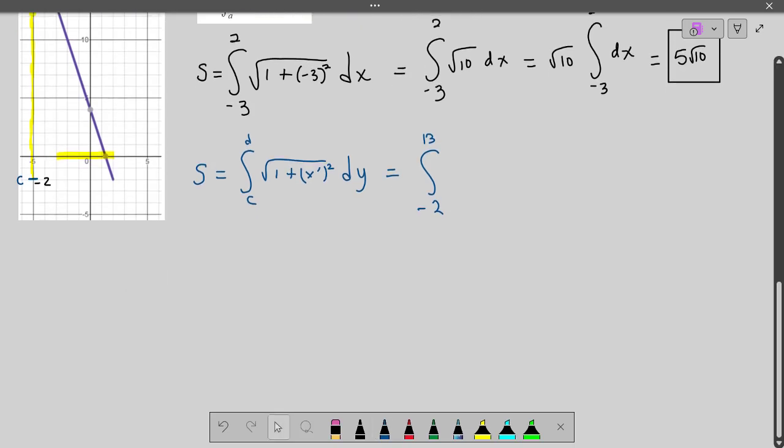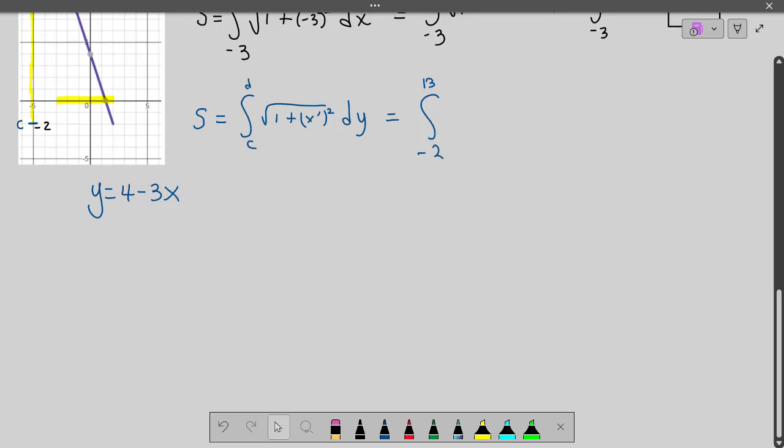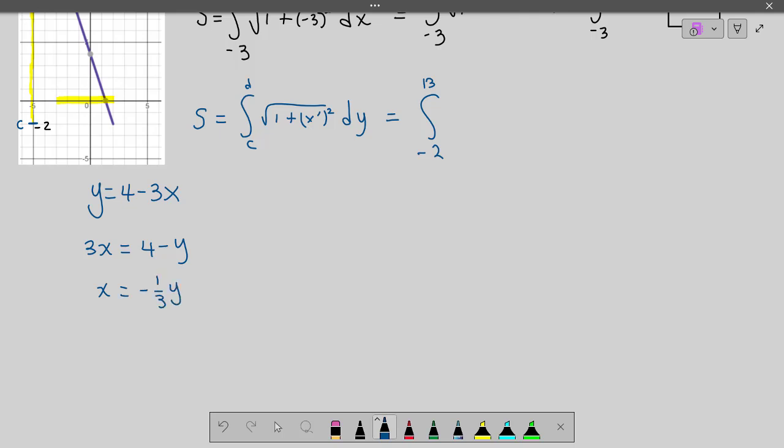Now we have to find x prime. Well, the function is presented as a y value, right? y equals 4 minus 3x. So if we want to take x prime, we have to reconfigure this function so that it's an x value. So we have to isolate x. I'll write it like this. What is the derivative here? What is x prime of y? It's -1/3, yes, the coefficient of y.